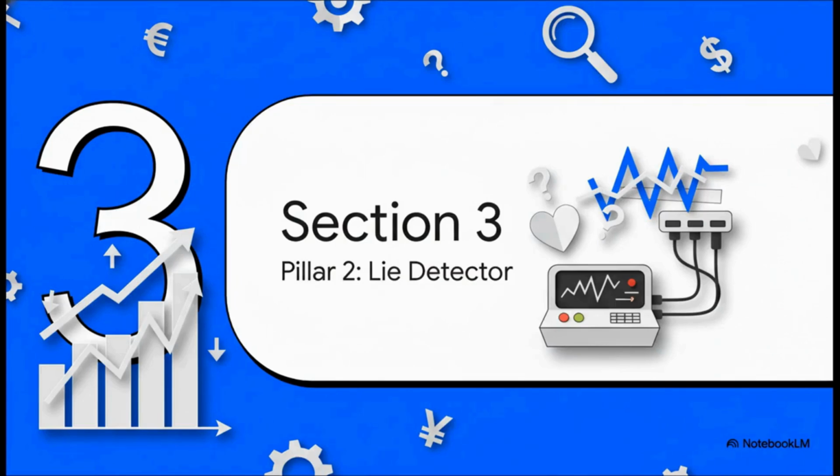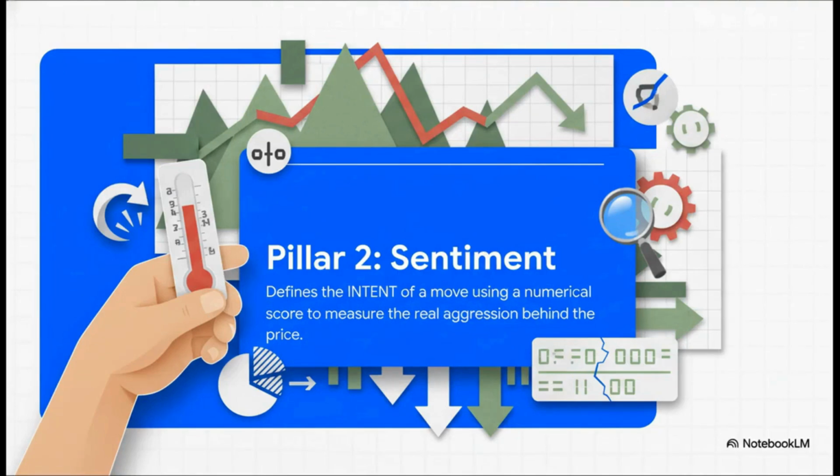But just knowing the location, that's not enough, right? We also need to know the intent behind the move. Is it for real? And that brings us to section 3, and our second pillar, the lie detector. This second pillar is called sentiment, and its whole purpose is to answer that one crucial question. Is this move for real? It does that by looking completely past what the price looks like it's doing. Instead, it uses a simple numerical score to measure the true raw aggression, or the lack of it, under the surface. It's the cold, hard mathematical truth behind the pretty visual story.